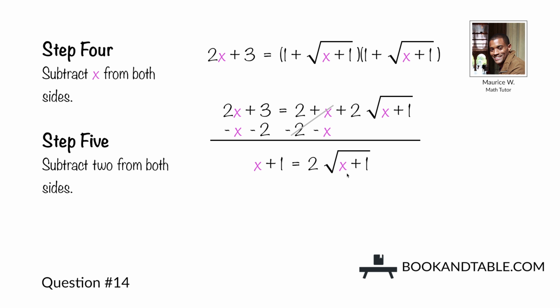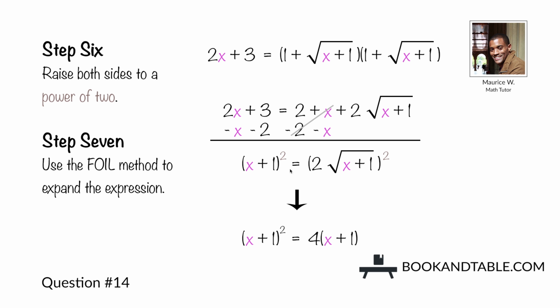So now we can raise both sides to a power of 2 to get rid of this second radical, giving us x plus 1 squared on the left side. And we'll use the FOIL method to expand this expression. And on the right side, we have 2 squared, which is 4. Radical x plus 1 squared is equal to x plus 1. Distribute this 4, and you get 4x plus 4.